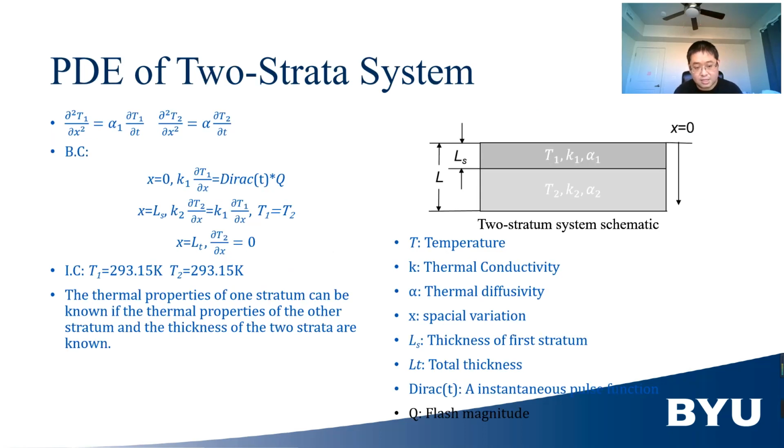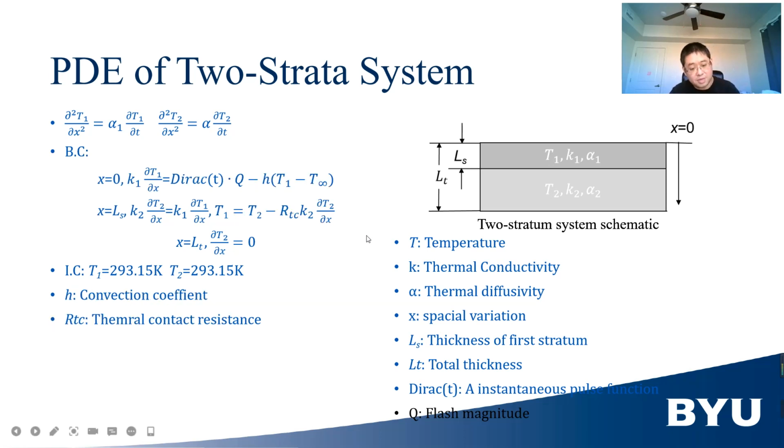So now, again, let's say the general PDE for this. The subscript 1 means the top stratum, 2 means the bottom stratum. Now, to know the thermal property of one stratum, we need to know the thermal property of the other stratum, and the thickness of the two strata. And once again, we can create more complex models such as convection and thermal contact resistance. But this method still has a problem.